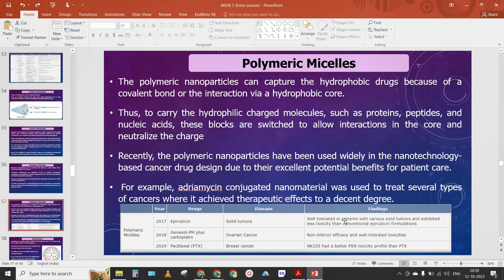From the findings, the conjugation of these drugs with polymeric nanoparticles led to good tolerance in patients with various solid tumors and exhibited less toxicity than conventional epirubicin formulations. And in a case of ovarian cancer, non-inferior efficacy and well-tolerated toxicity were seen. On the other hand, in breast cancer, paclitaxel with polymeric micelles had a better toxicity profile than conventional paclitaxel formulations.